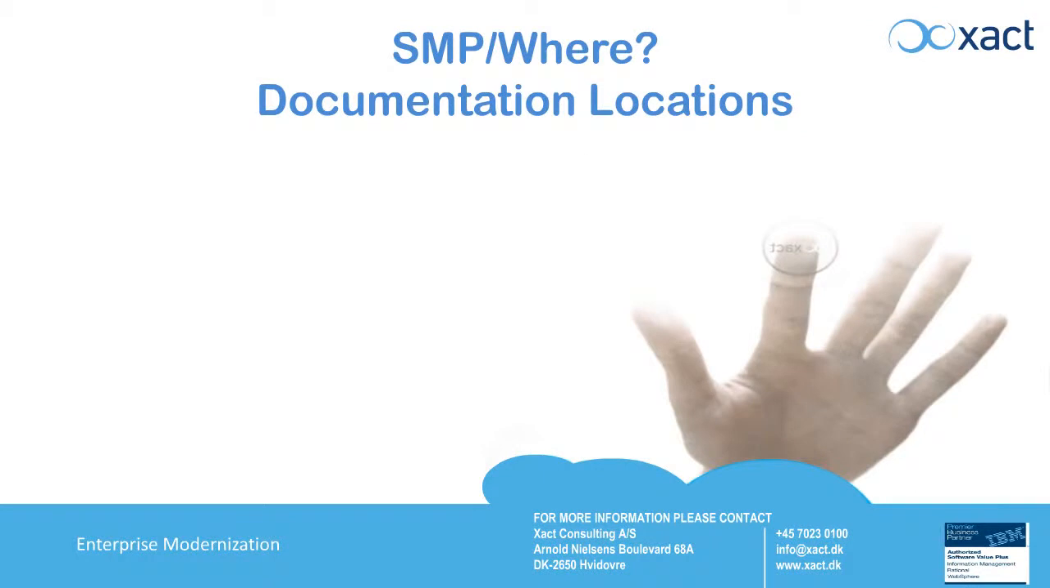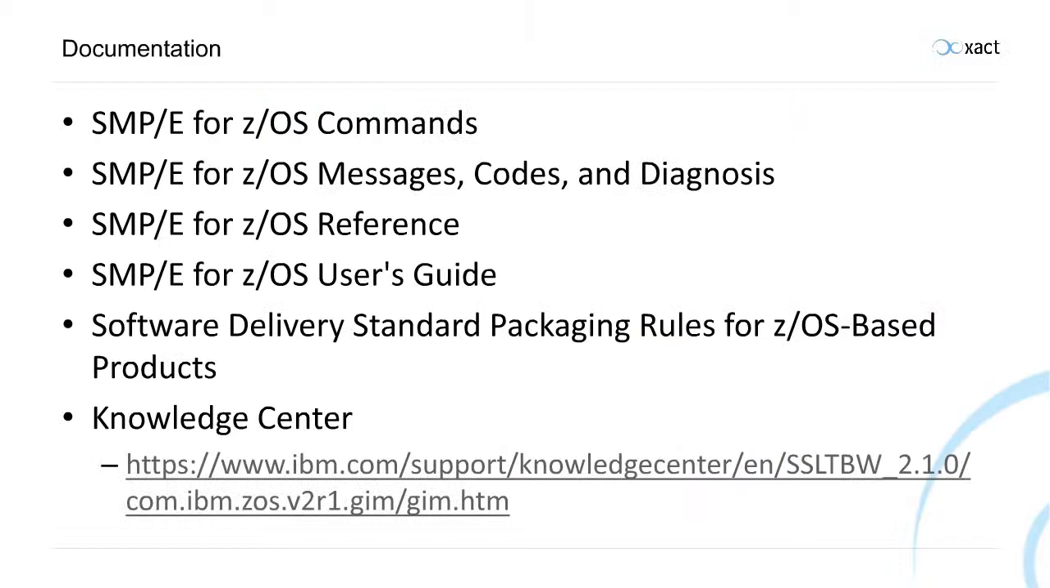We have a few links to the SMP/E documentation now. The first four are for installers, auditors and packagers. The fifth one is the Bible for packagers, but probably the most difficult IBM manual ever, much more difficult than Principles of Operation. The sixth one is the Current Knowledge Center.